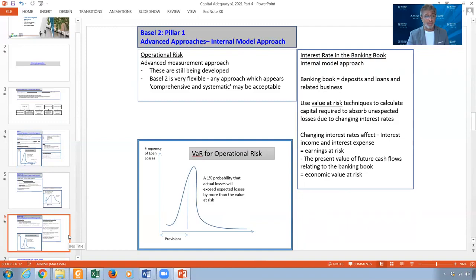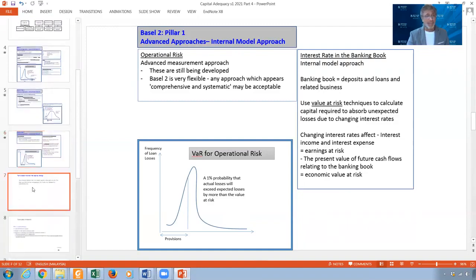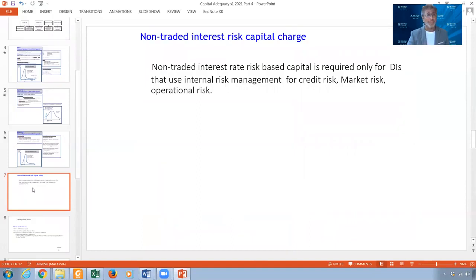As you can see, all of this needs data and expertise, and big banks can do that. We also have non-traded interest rate risk charges, non-traded interest rate risk-based capital, which means this is for the assets in the banking book.